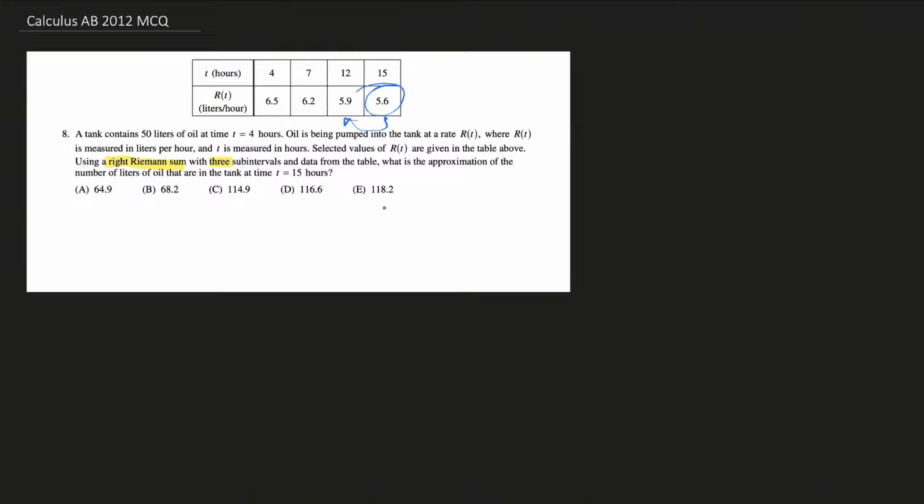So to figure out the amount of liters of oil that's in the tank, you're going to take R of t multiplied by t. As you can see, this is liters per hour multiplied by hours, which would give you liters as your unit. So taking the area under the graph would give you the answer to the question. So when I'm doing the right Riemann sum, I'm going to look at the right hand point, which is 5.6, and I'm going to approximate that this is the value that it stayed on for 3 hours, because that's what elapsed between 15 and 12.